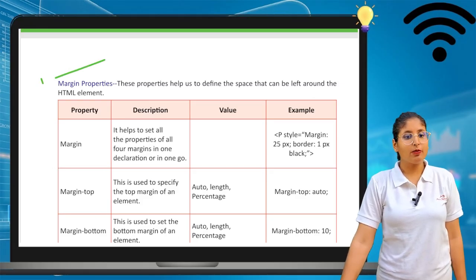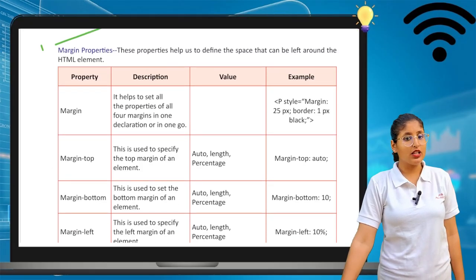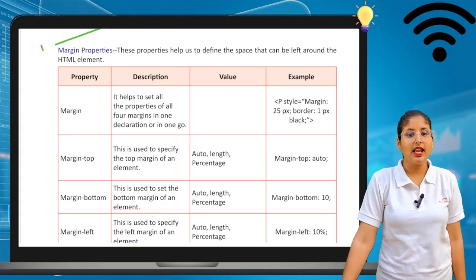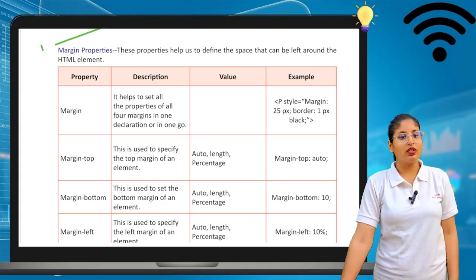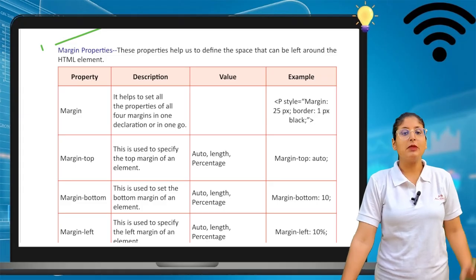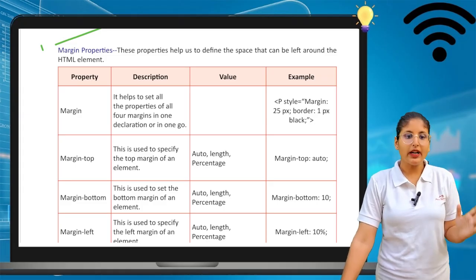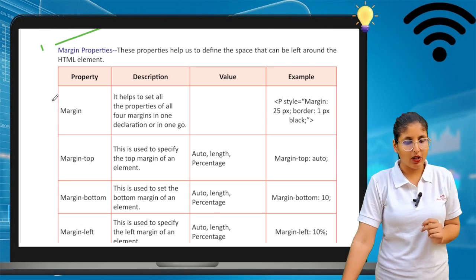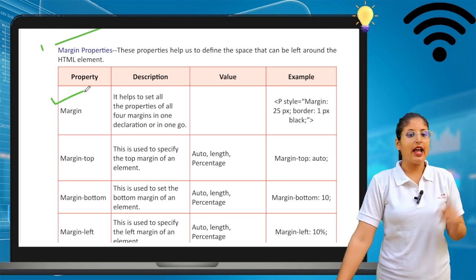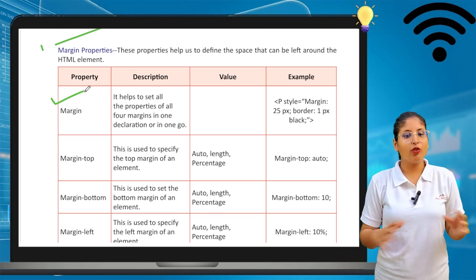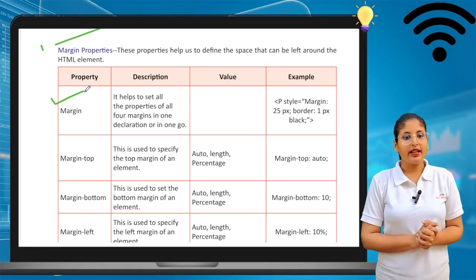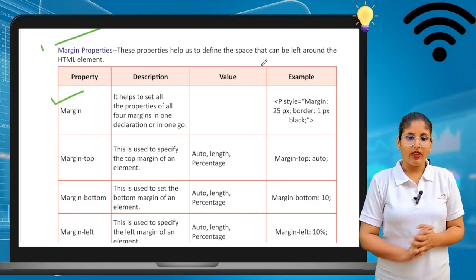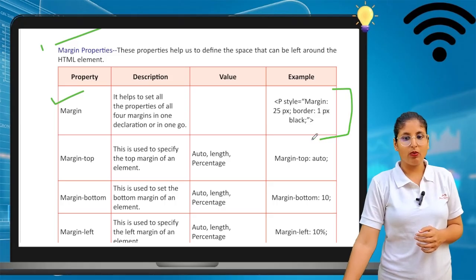Next is the margin property. These properties help us to define the space that can be left around the HTML element. So what margin do you want? Okay, so the properties, description, value, and example are given below. Starting with margin, it helps us to set the properties of all four margins in one declaration, or in one go. Okay, so like this, this is how I want to set the margin.